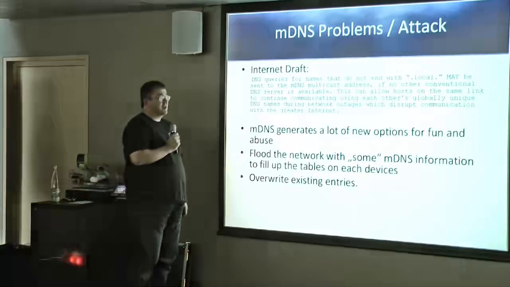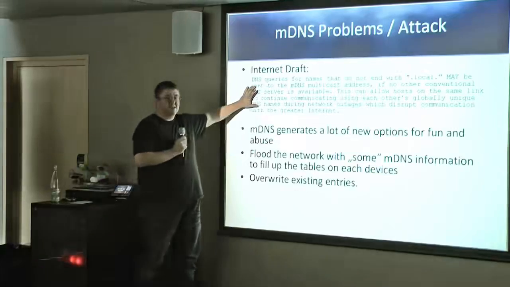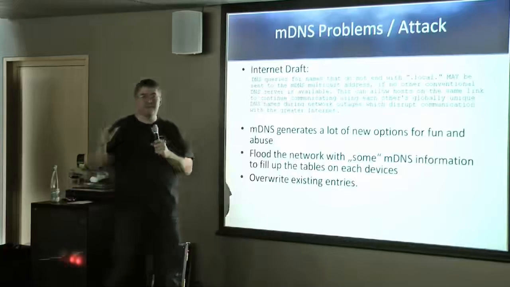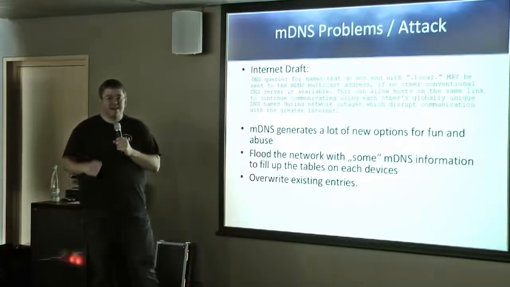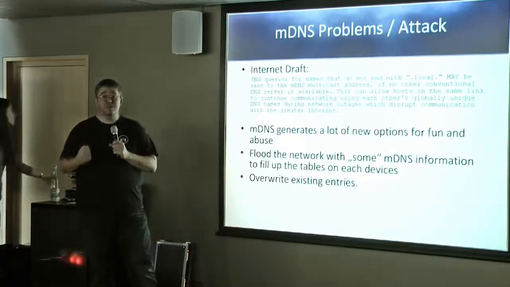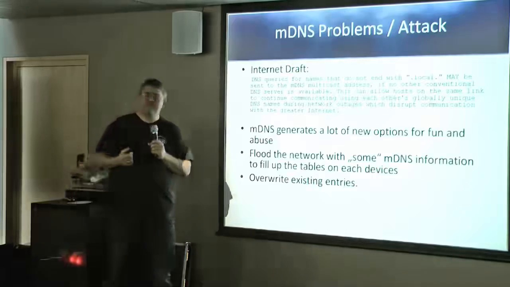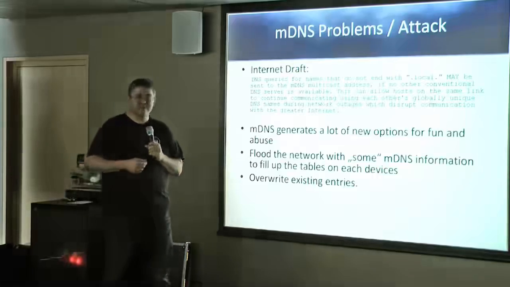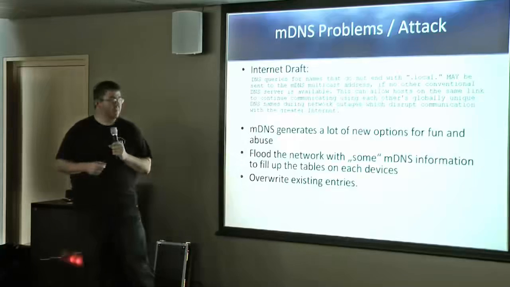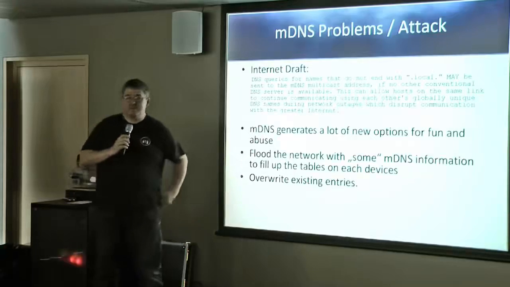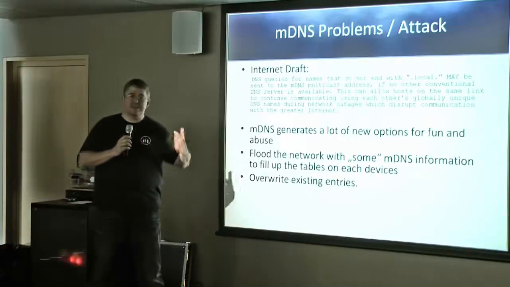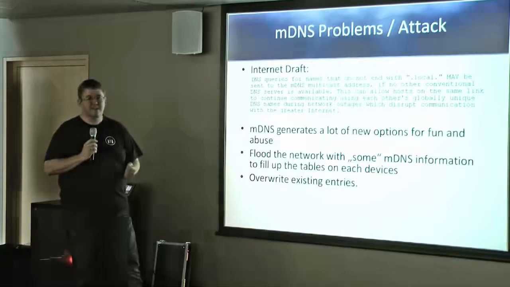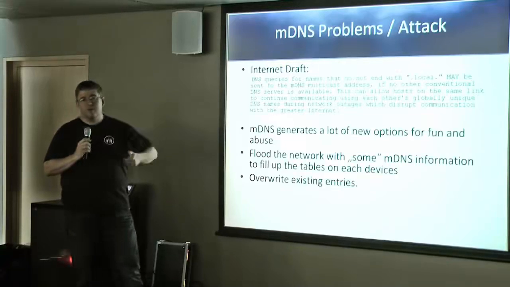Also, with multicast problems and attacks, you see that it's a multicast protocol. It sends out packet information with the name dot local, and every client in the network receives this and stores it in its local cache. What happens if somebody sends out a lot of wrong information to this multicast address, and every client has to store this information? Also in the packet is the lifetime for this information. You can say this is valid for 2 minutes, or for 2 days or 3 weeks. But there are also mechanisms inside that let you override existing entries.